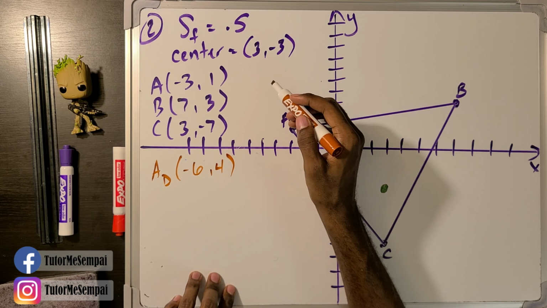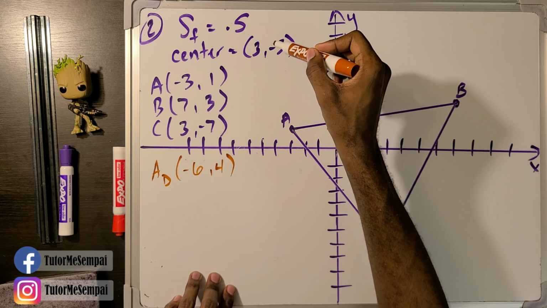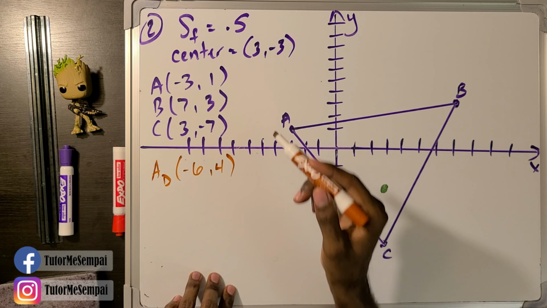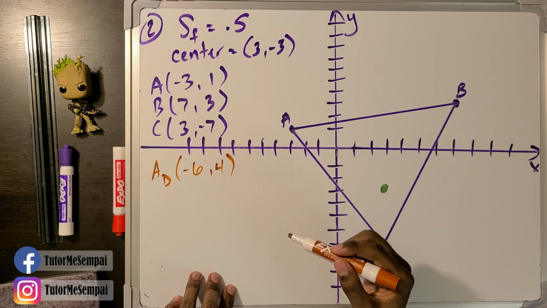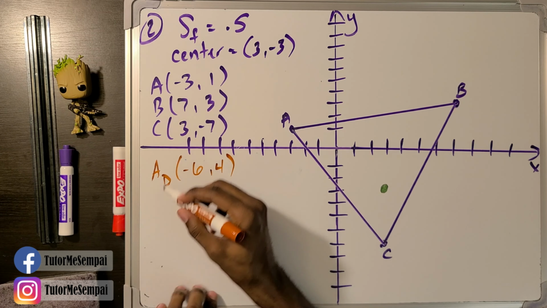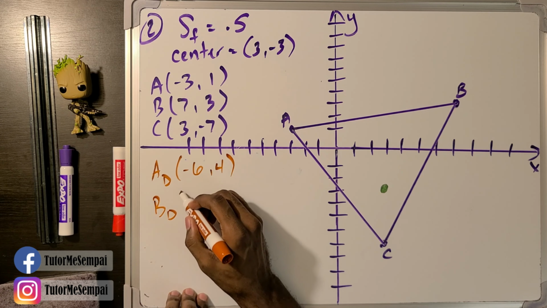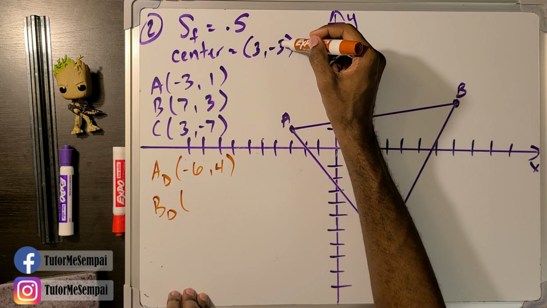So once again, all we're doing is A minus the center. We're trying to find the distance from the center to A, so we're going to do A minus the center. We're going to do the same thing for B distance. B distance is going to be B minus the center.